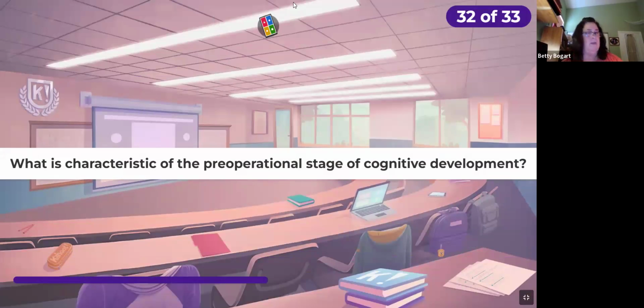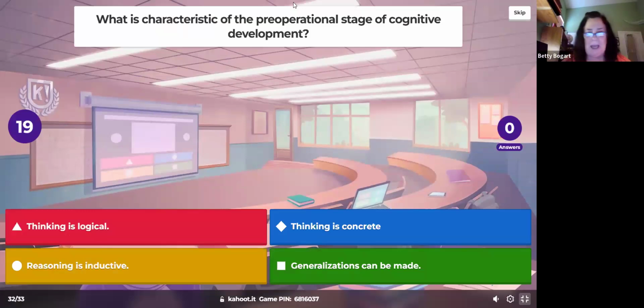What is characteristic of the pre-operational stage of cognitive development? Now, this is Piaget. This is giving you a word and something to think about. This is after toddlers. This is more into your preschooler ages. What do you think a preschooler thinks about?